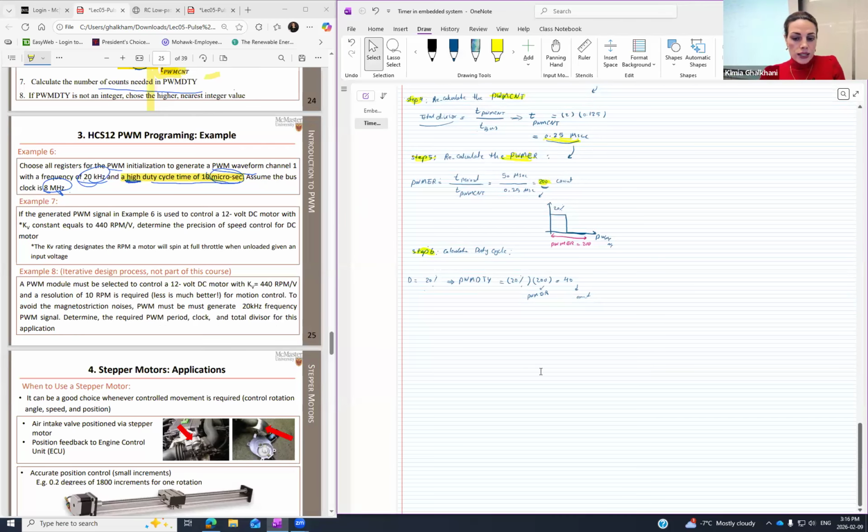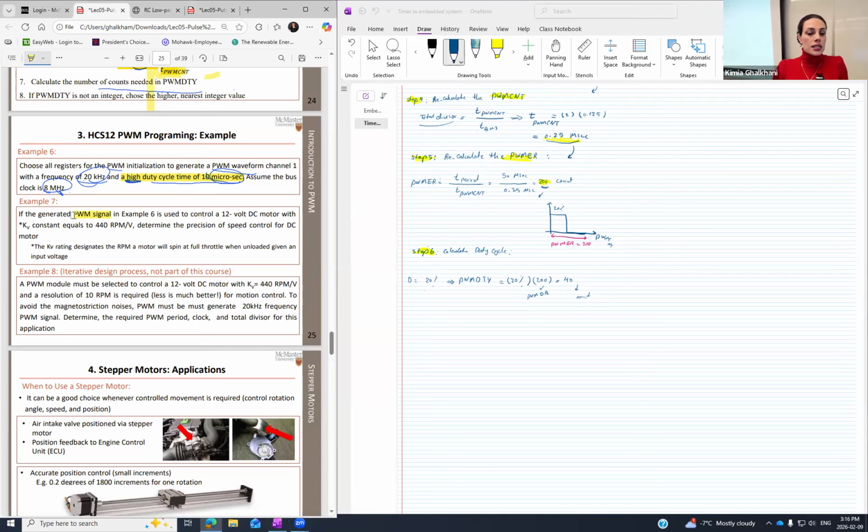So now let's look at another example. Another example is asking: if the generated PWM signal in example 6, and you have to understand the one I did in order to connect the dots for the next one, is used to control a 12-volt DC motor, like the one that you have in the lab, with kV, this is a standard constant, which is equal to 440 RPM, then find out the precision of the speed control for the DC motor. So let's do that then.